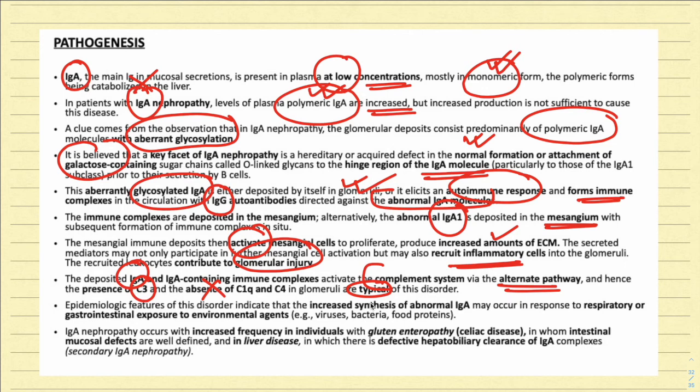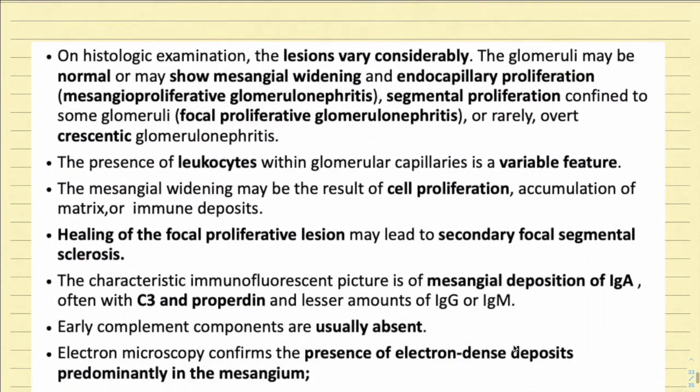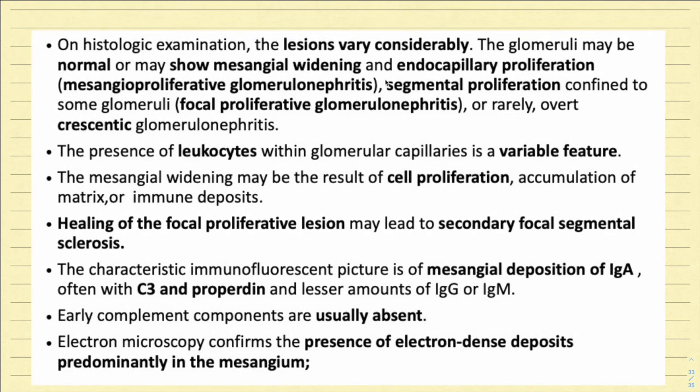So we can also say that this has some features of C3 glomerulopathy, just like dense deposit disease. Now you can also read this point. IgA nephropathy occurs with increased frequency in individuals who have gluten enteropathy, that is celiac disease, in whom the intestinal mucosal defects are well defined, or in patients with liver disease with defective hepatobiliary clearance of the IgA complex. So on histological examination, the lesions vary considerably.